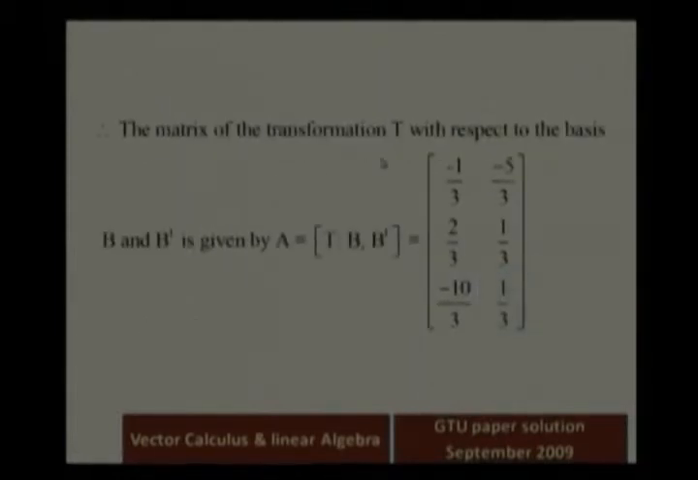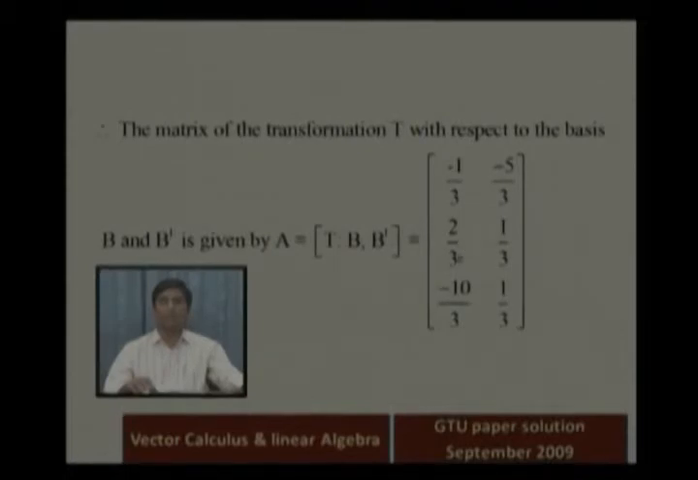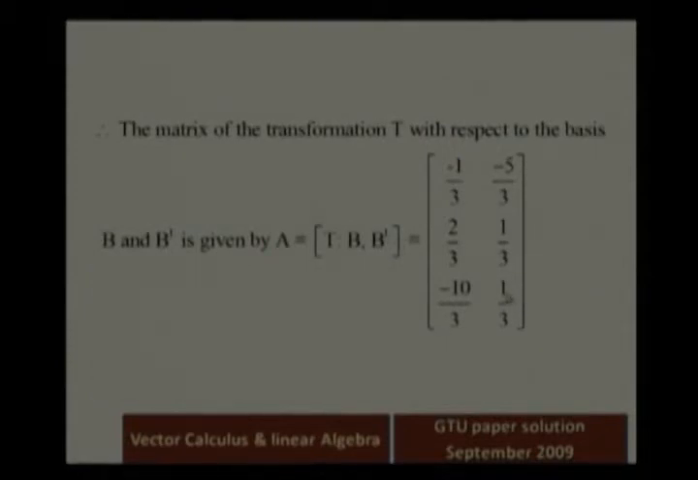So the matrix of the transformation T with respect to the basis B and B dash is given by A = [T]_{B,B'}, that is equal to minus 1/3, 2/3, minus 10/3, minus 5/3, 1/3, 1/3. Okay. So here is the complete solution. Next question.